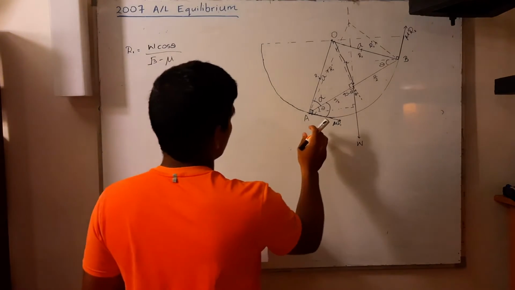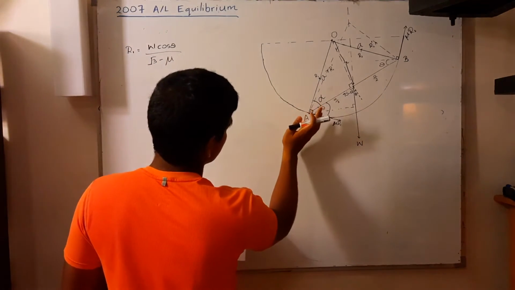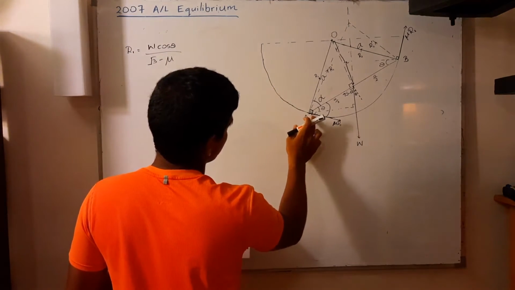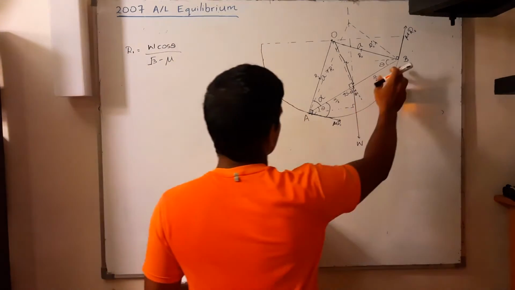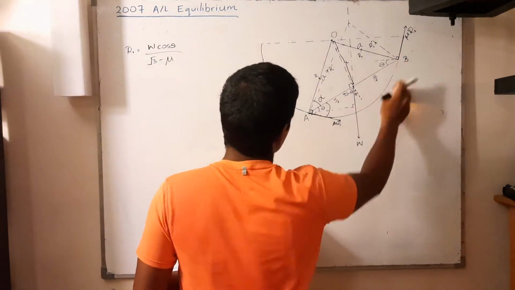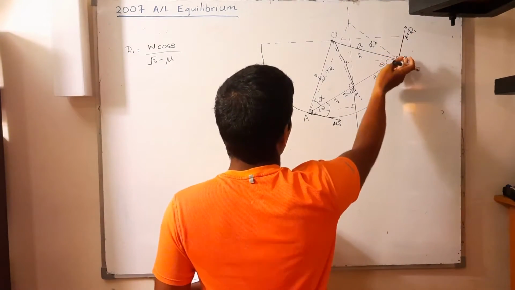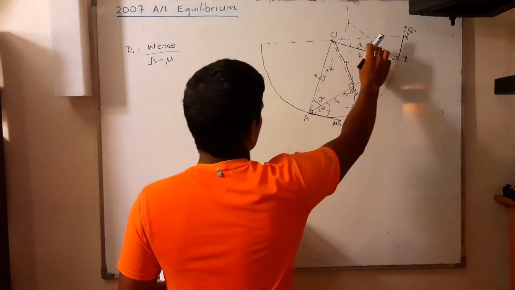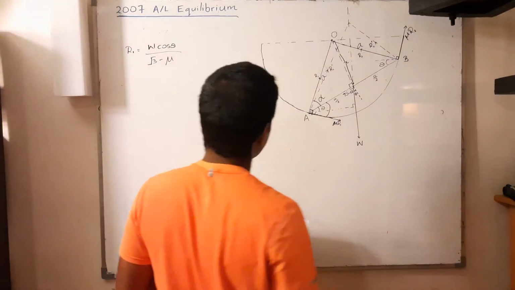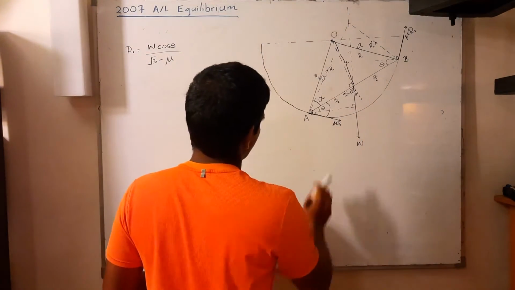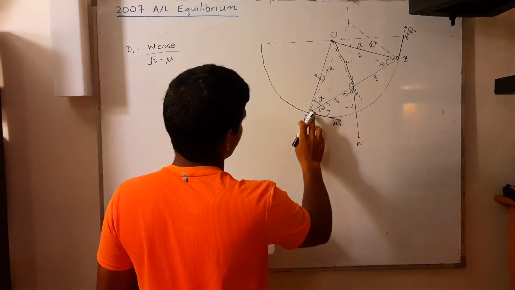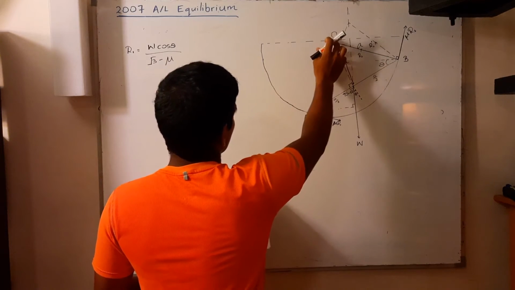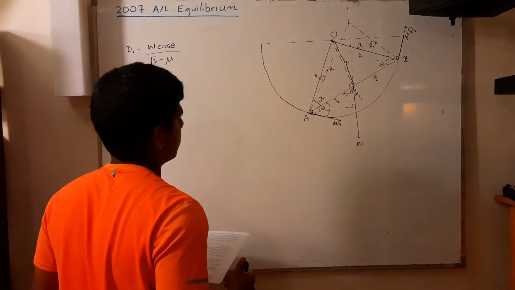As you can see, this rod has a tendency to slip this way, so the friction will be acting downwards, and similarly over here, since the rod has a tendency to move this way, friction will be acting in this direction. These are the two reactions acting at the two points respectively. They form a 90-degree angle over here, and they meet at the center of the hemisphere.